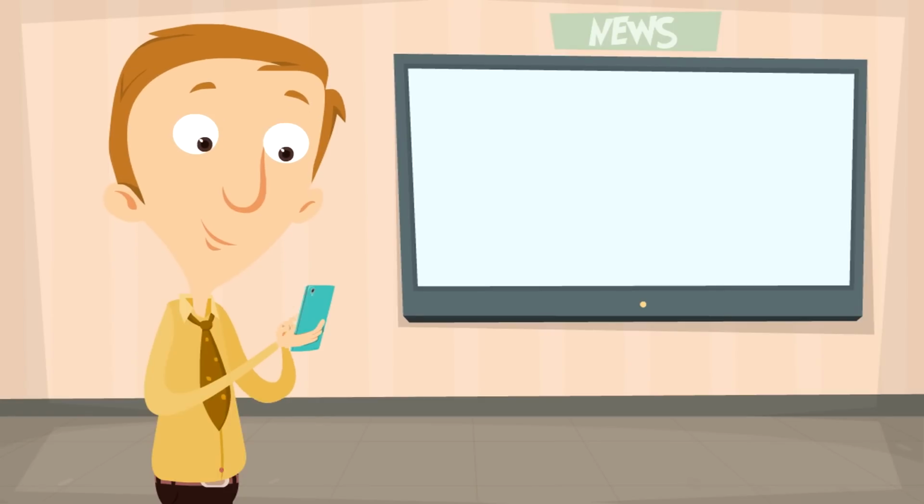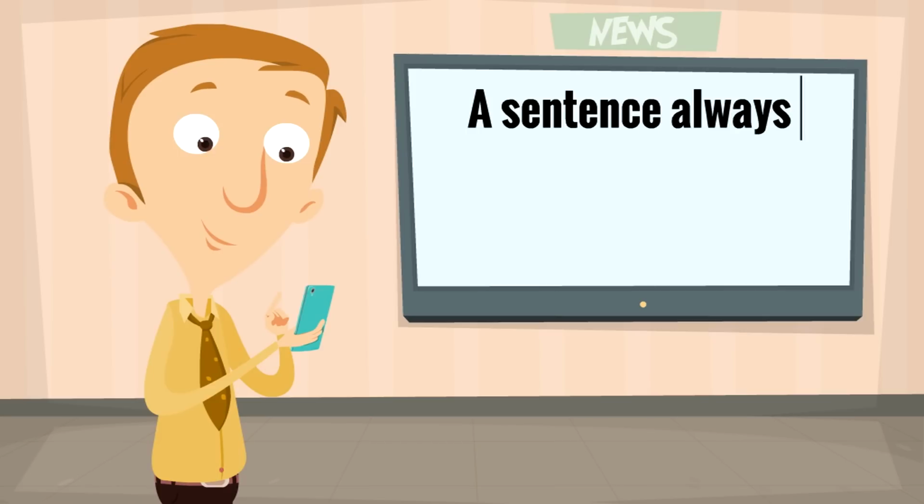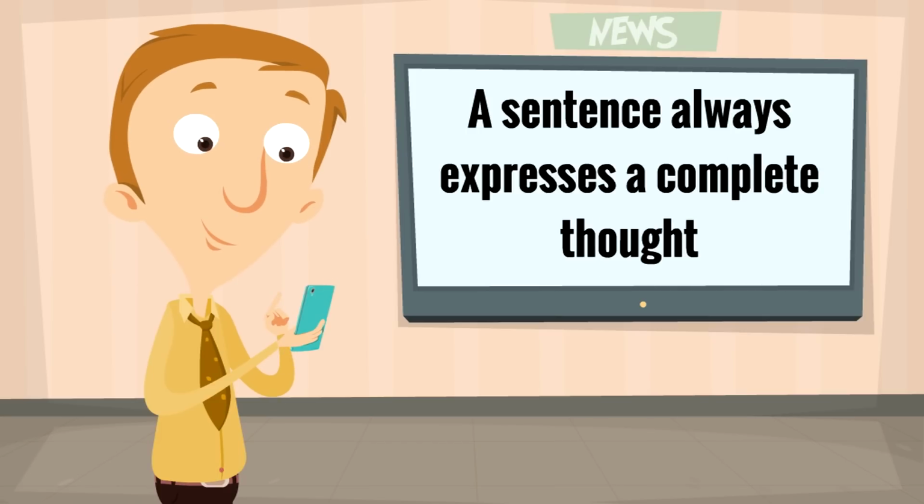Now here's another important thing to remember when we're learning about sentences. A sentence always expresses a complete thought. What that basically means is it's telling us what's going on and who's involved. It's a complete thought.